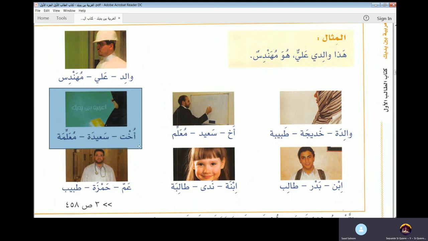Ukht is a sister. Saida is her name. Mualima, female professor. هذه أختي سيدة هي معلمة. This is my sister Saida and she's a female teacher, professor.